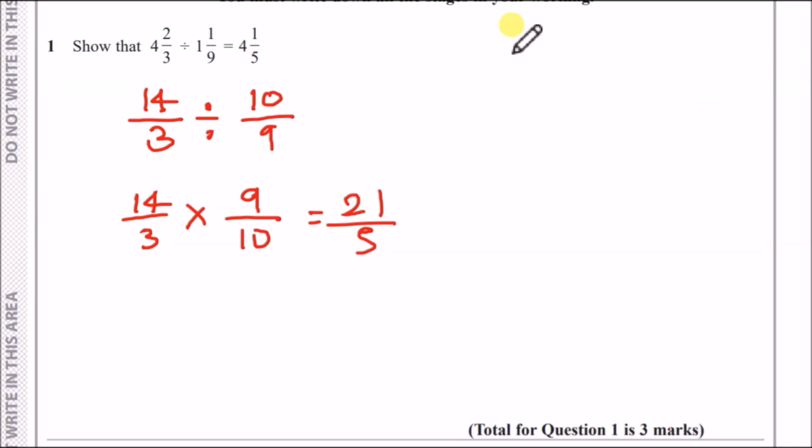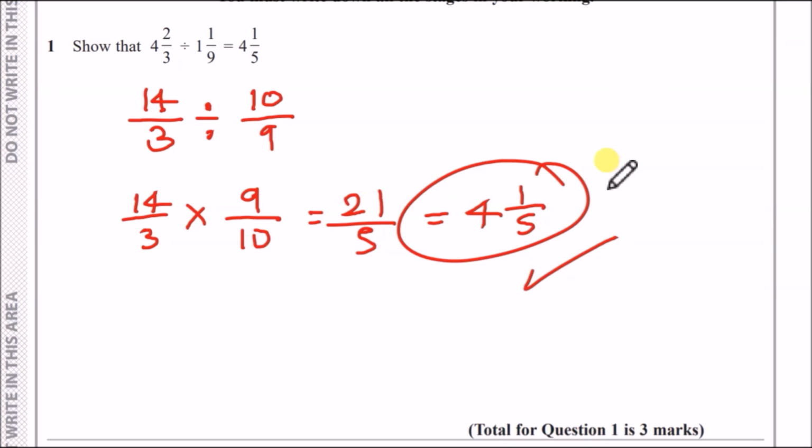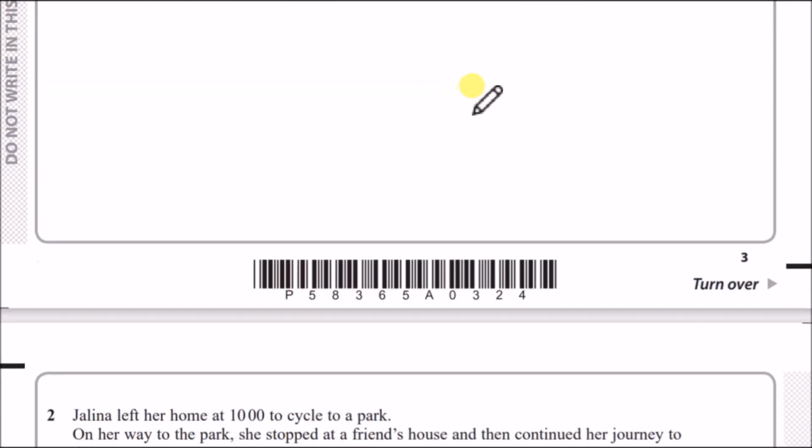All you can do now is write the final step. What they ask you now is how many 5s go into 21. Well, you can see that you've got 4 wholes and you've got 1/5 left over. Or just copy the answer. And then you're done. So, number 2 now.